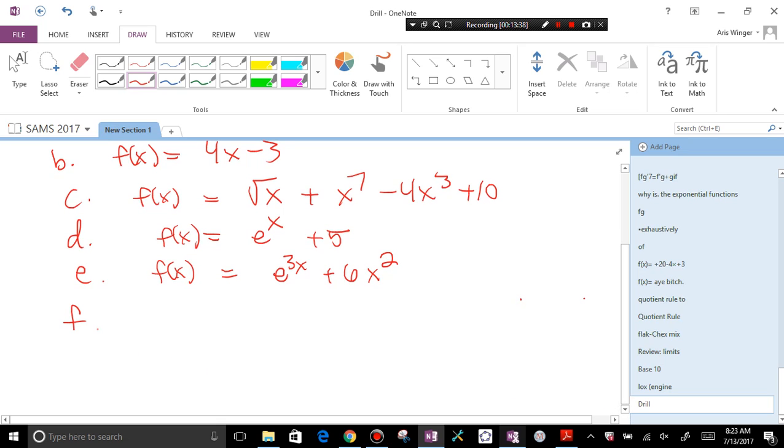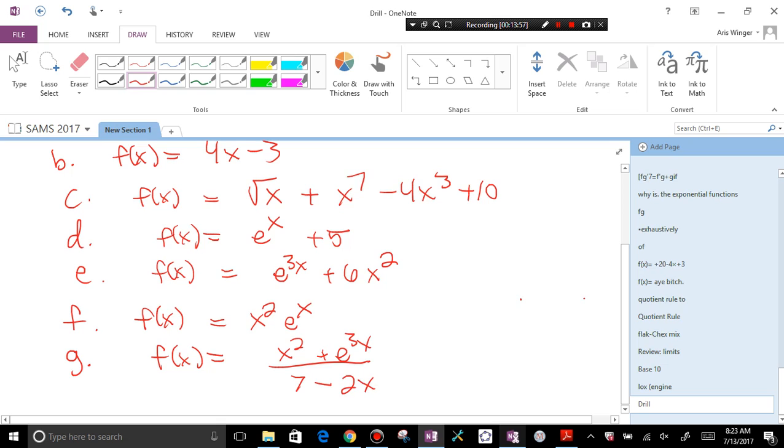F, f of x equals x squared e to the x. I'm testing on the product rule for that one. G, f of x equals x squared plus e to the 3x over 7 minus 2x. And let's go ahead and put h here. H, f of x equals 10 to the x power.